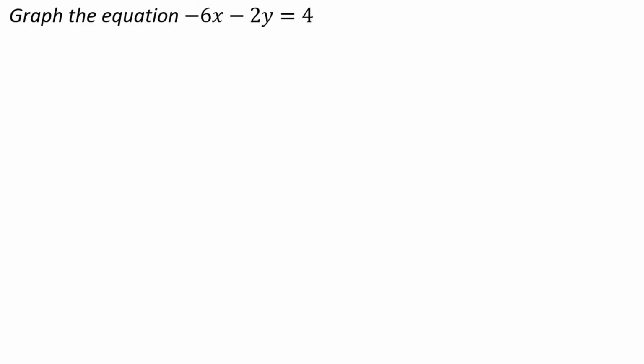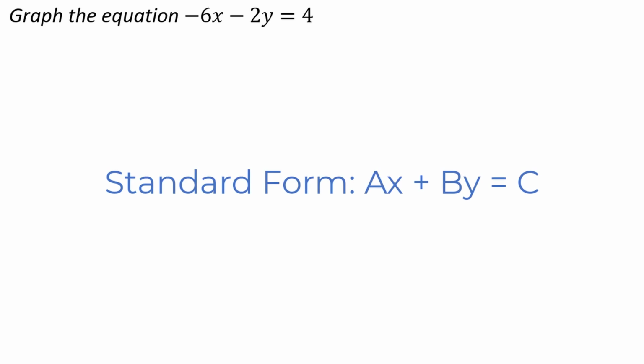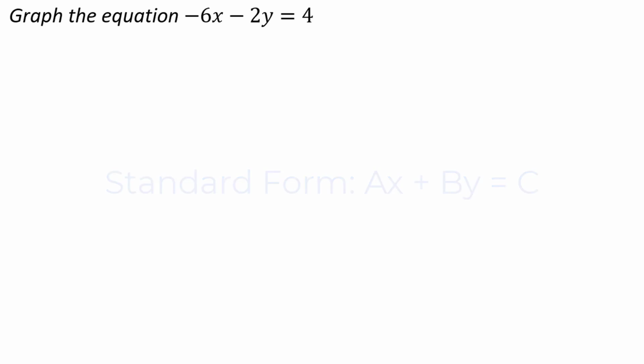Let's try graphing the equation negative 6x minus 2y is equal to 4, which is in standard form, ax plus by is equal to c. There are 2 main ways you can go about graphing a line in this form. One way is to first convert the line into slope-intercept form and then graph using the y-intercept and slope.